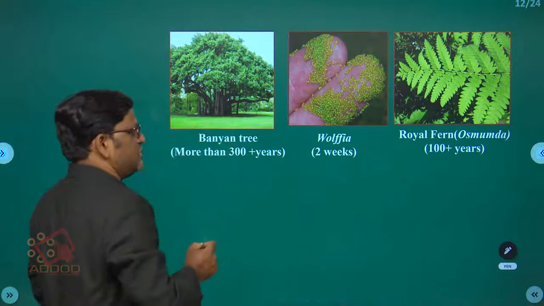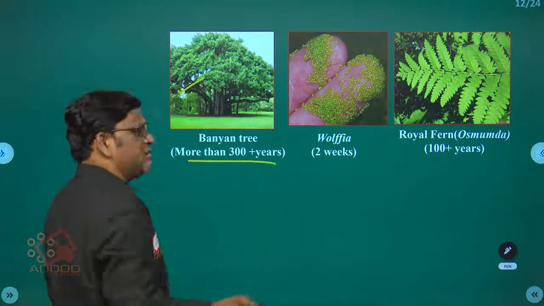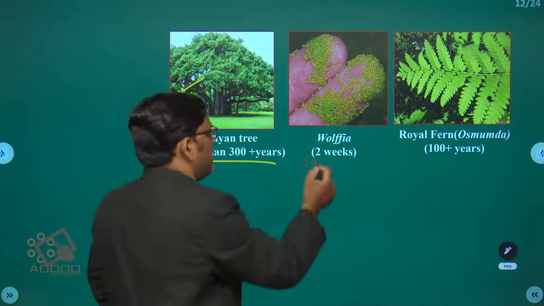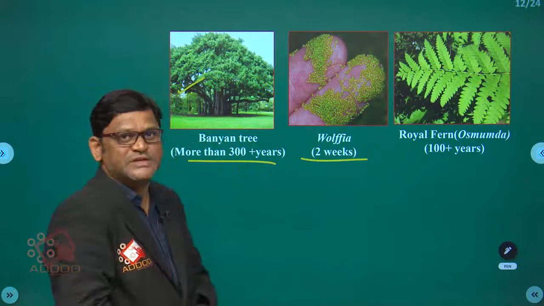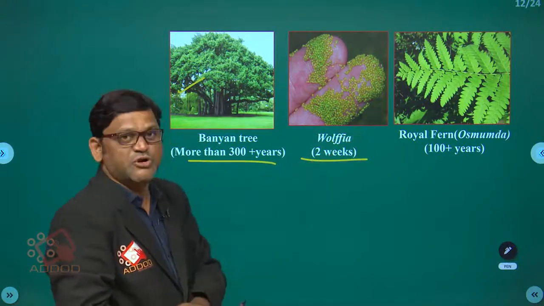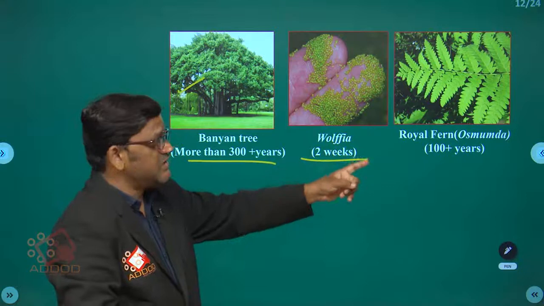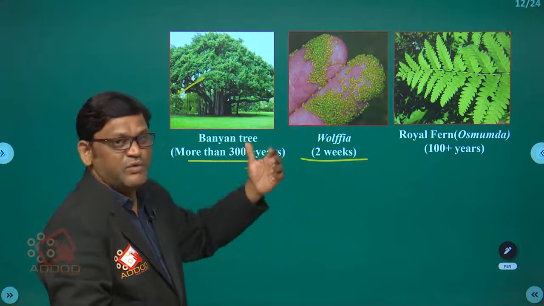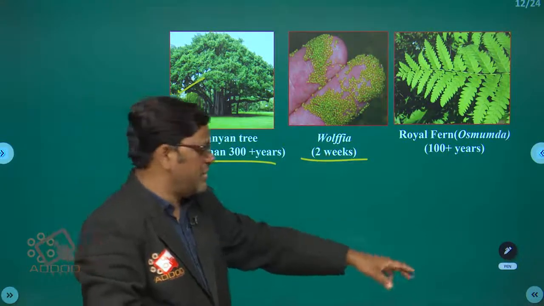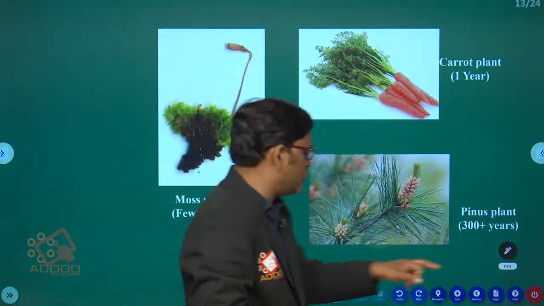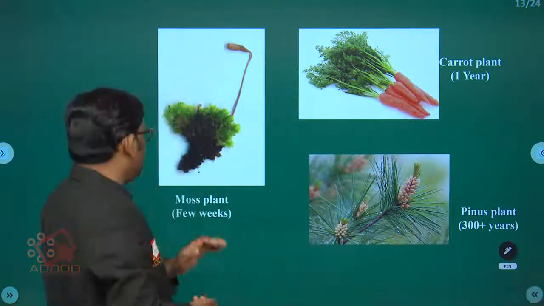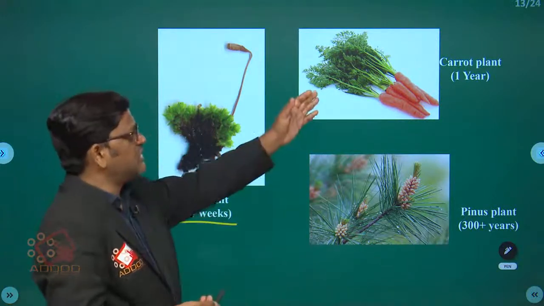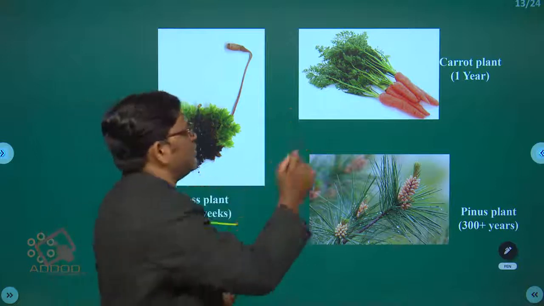If you take a banyan tree, its lifespan is more than 300 years. If you take Wolffia, which shows the smallest flower, its lifespan is only 2 weeks. The royal fern, which is called Osmunda, lives 100 plus years. So this is 300 plus years, the banyan tree, a few weeks for Wolffia, and this royal fern will be 100 plus years. The next, the moss plant, has a lifespan of only a few weeks. This is the carrot plant, whose lifespan is only 1 year.